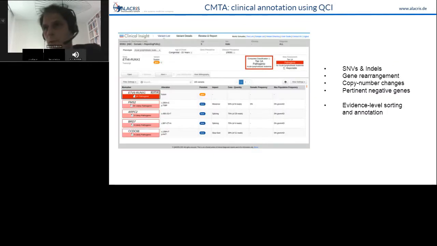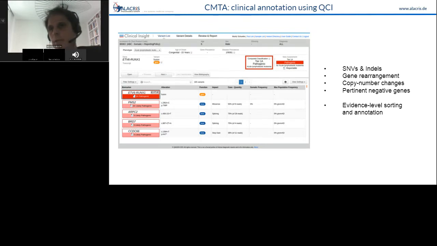So when you use QCI, the standard way would be to upload a VCF file. The VCF file can not only contain variants, but there's also the possibility to include gene rearrangements, copy number changes, and other alterations. You can do that using an API.